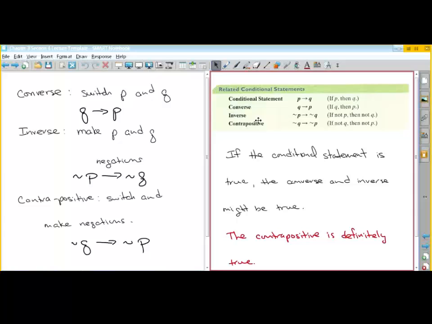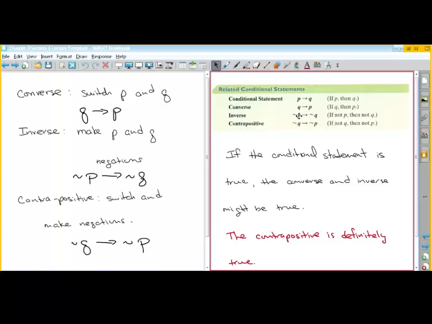So it's not on this page. Anyway, this is in your book as well, which is basically just what I wrote down here, so you don't have to do that again. It turns out if the conditional statement is true, then the converse and inverse may be true, but they're not always true.